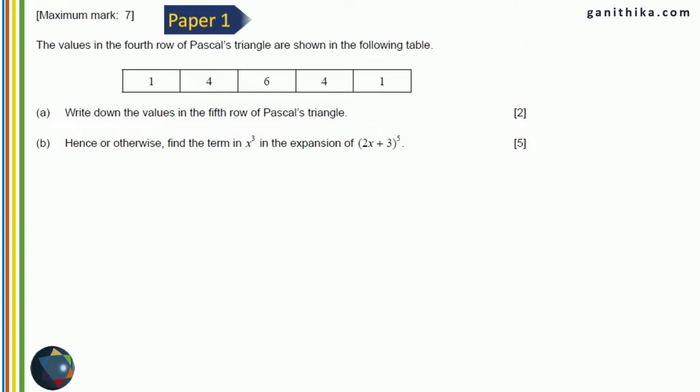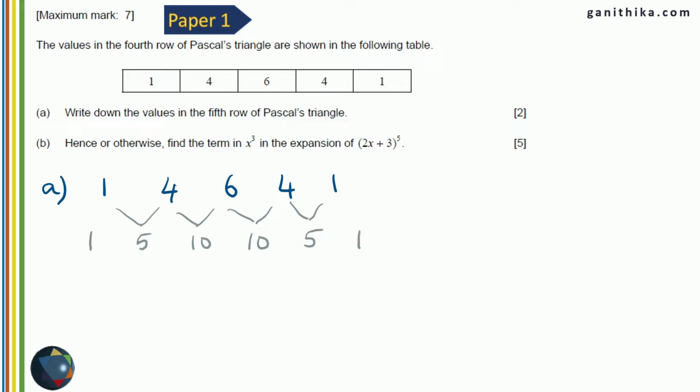The first question is for maximum 7 marks. Paper 1 question for standard level student. So the question gives you the Pascal's triangle 4th row. And you are supposed to find the 5th row from here, which is very simple. You have to just add these 2 numbers to get the next row in the Pascal's triangle. Do not forget to write the extremes with 1. So 1, 5, 10, 10, 5, 1 will give you the answer for question A.